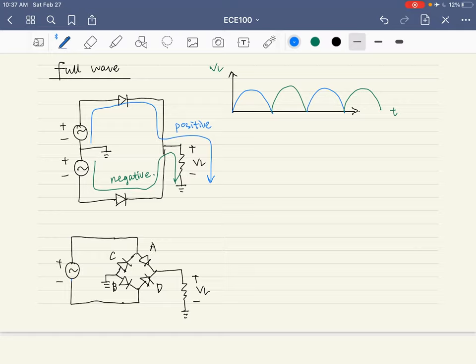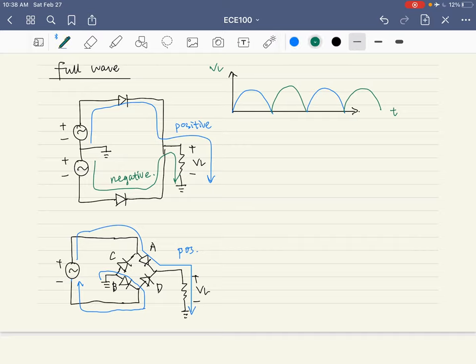Follow my pen. When it is in the positive half wave, the current will go this way, through A to the load, right? And the load is connected to the ground. And this is also a ground label, right? So they are basically the same node. You can consider the two grounds as the same node. So the current will flow back through B and then back to the negative polarity of the source. If you redraw it, it is exactly the same as the half-wave rectifier.